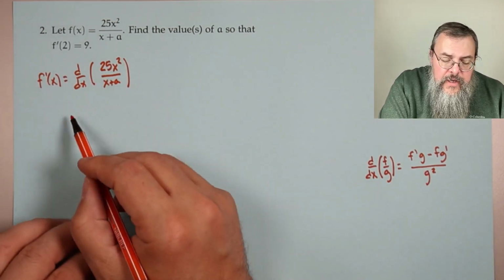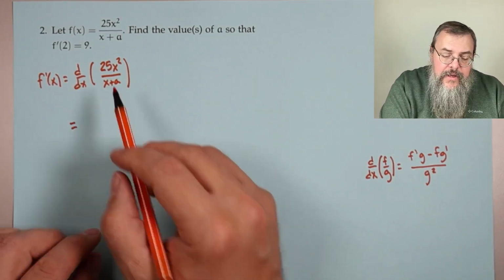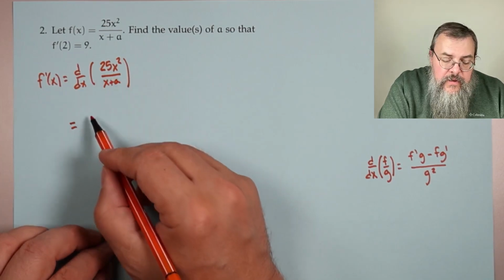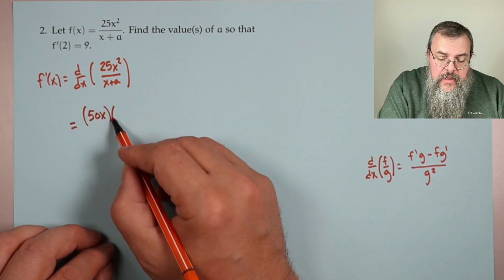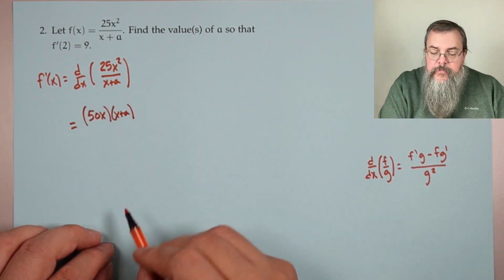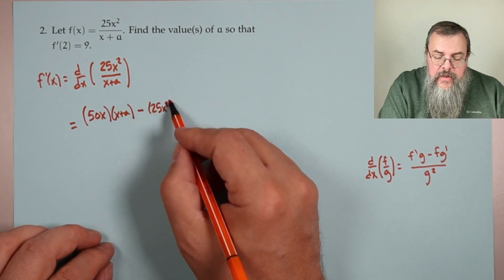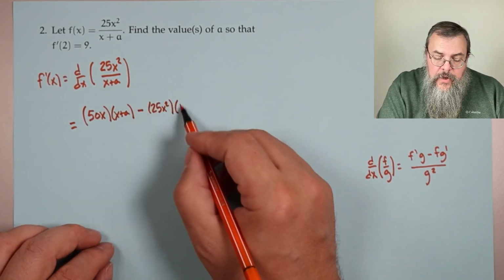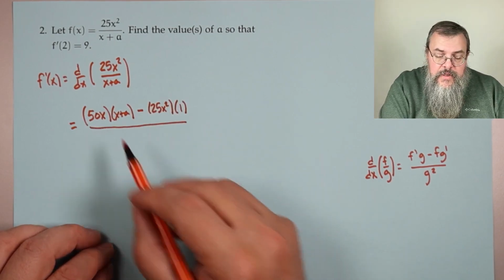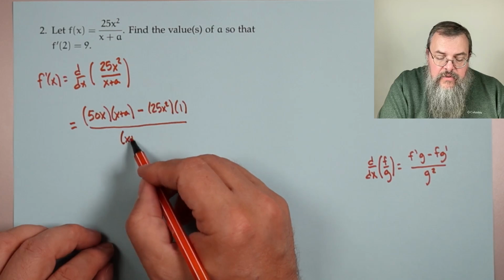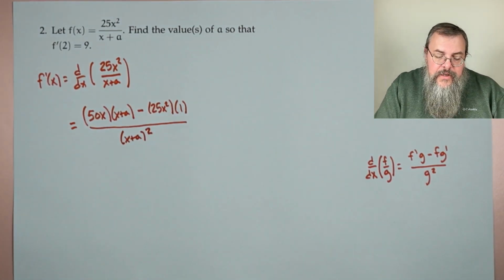So if we apply the rule, it says take the derivative of the top. Okay, well, the derivative of 25x squared, 50x. Times it by the bottom, x plus a. Subtract the top, 25x squared, times the derivative of the bottom, 1. And divide all of that by the bottom term, that x plus a squared. Okay, there we go. All right, good.